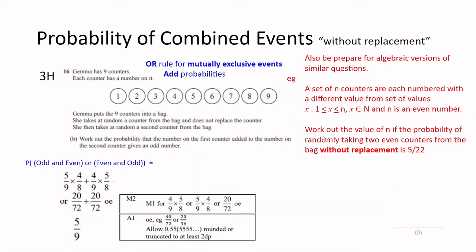Work out the value of n if the probability of randomly taking 2 even counters from the bag without replacement is 5 over 22. So they gave us the answer of choosing an even and then another even without replacement.